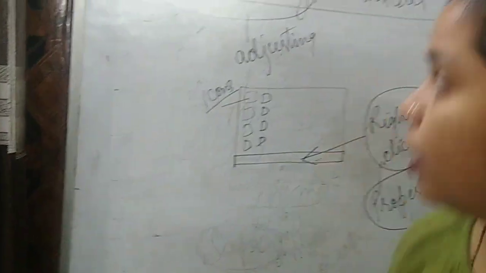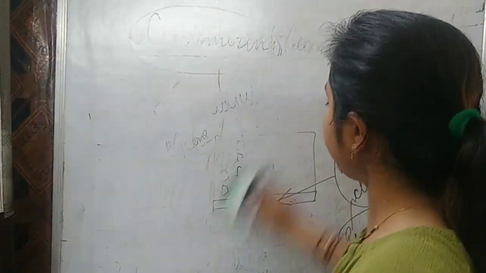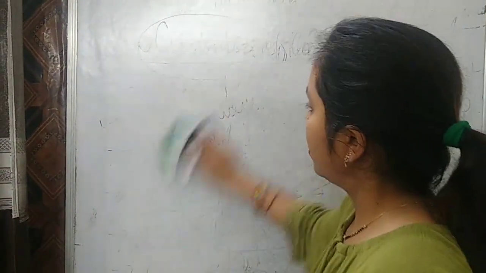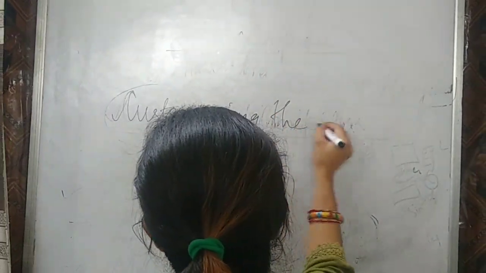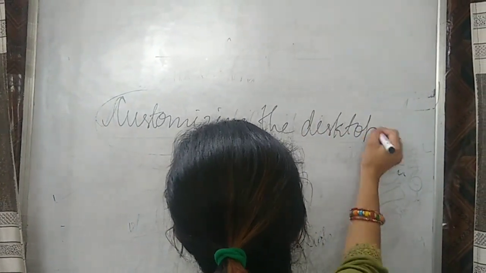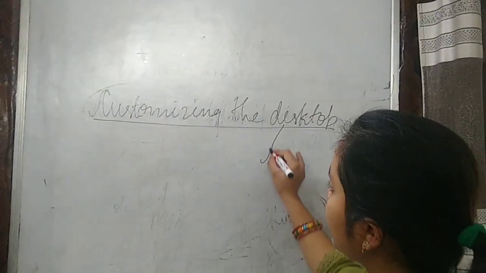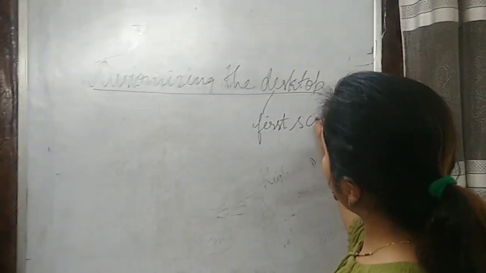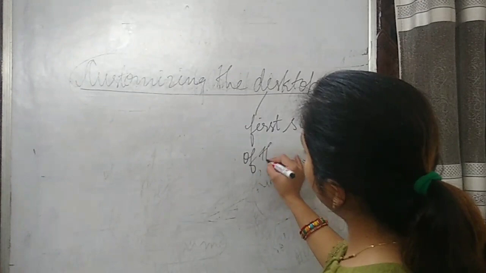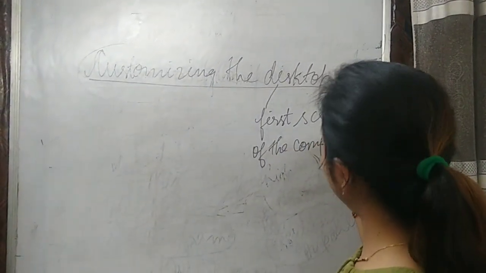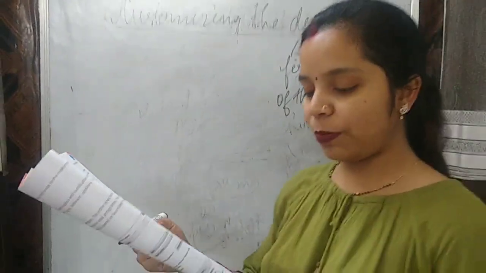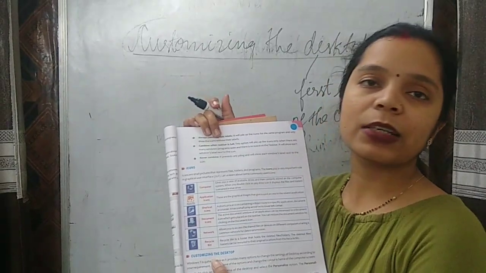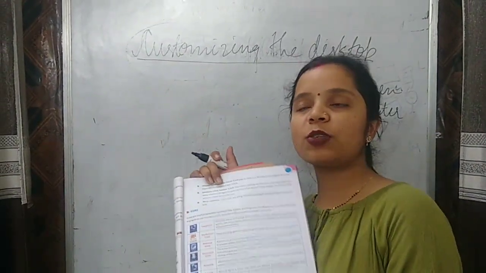Now the next one, in your book it is given: customizing the desktop. Desktop, you know. All of you know what the desktop is. The desktop is the first screen of the computer. When you open the computer, the first screen which you see is the desktop. So how will you customize the desktop? Customize means how will you change the properties of the desktop?